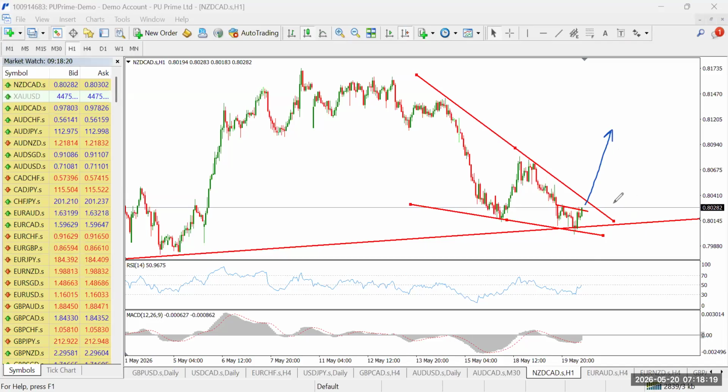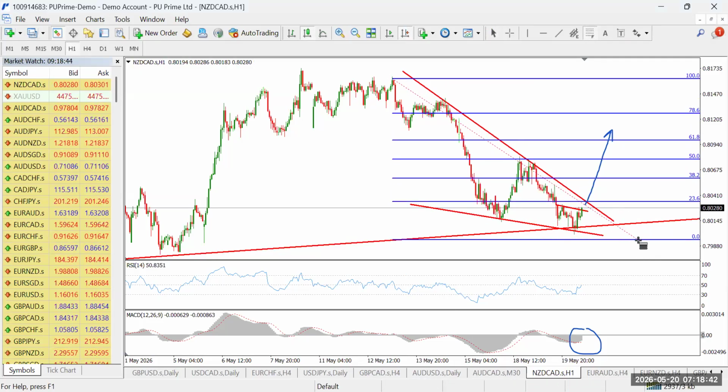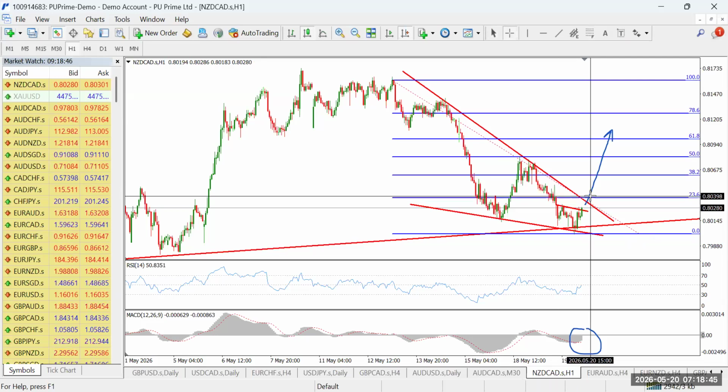Let price clearly break out, and possibly our MACD crossing above zero. That will give us something more credible. All right, so if that happens, that would trigger some good movement in the market, and that will give some more reasonable profit. So that means we can clearly look at about 24 pips to Fibonacci 38.2, about 40 pips to Fibonacci 50, and as much as about 60 pips to Fibonacci 61.8.